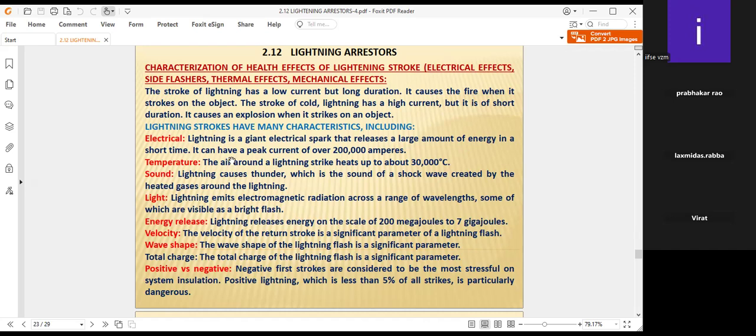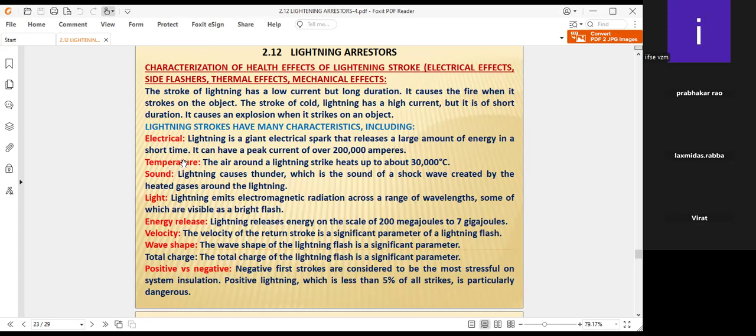See how it is. The lightning electrical effect is a giant electrical spark, and its intensity is strong. The spark has a current of 2 lakh amperes. Imagine how much 2 lakh amperes is. It will affect any building or object in its path.